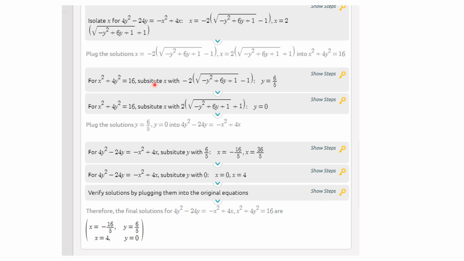You get two solutions for this. When you plug them back into the equations, and here's the details, what you will find is that x is equal to minus 16 over 5, y being 6 over 5, and x being 4, y is equal to 0. And you can use the slope that we found out before in these points to write the equation of the line as I showed you earlier.